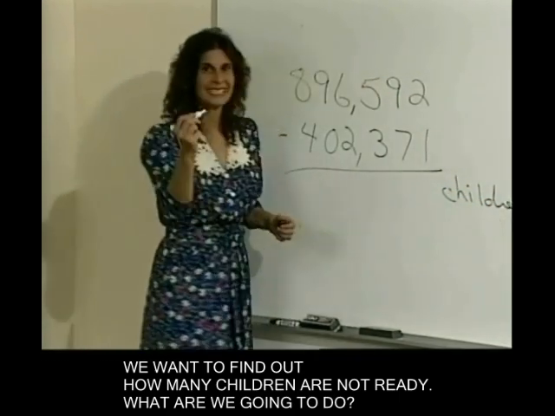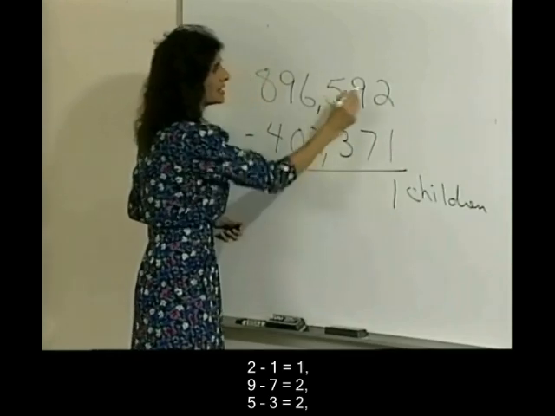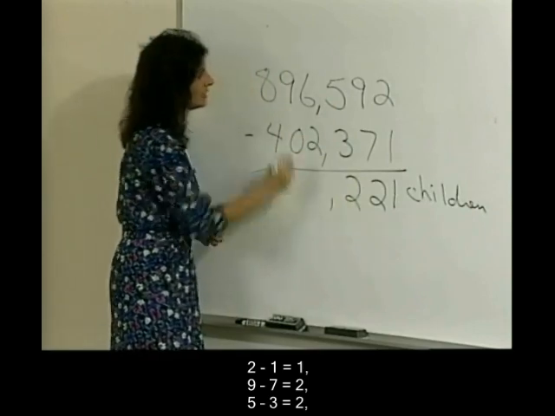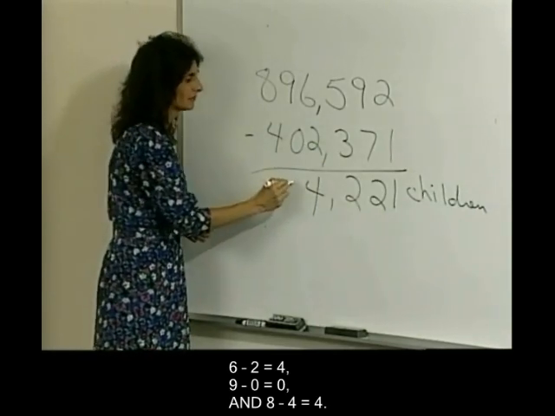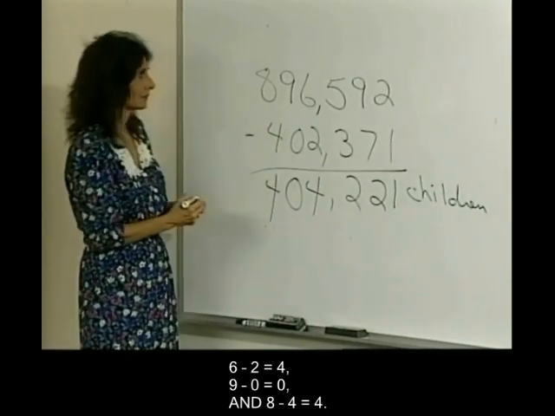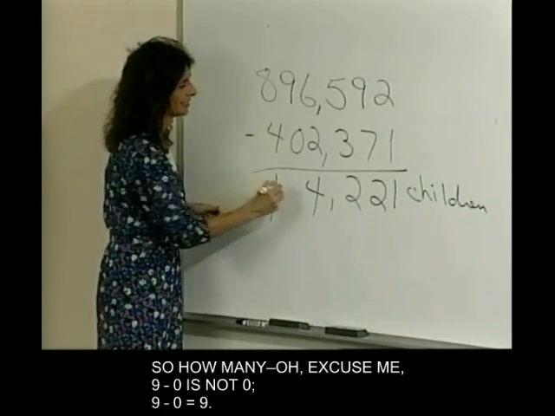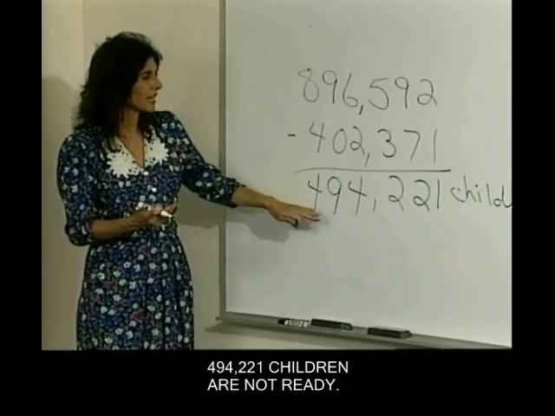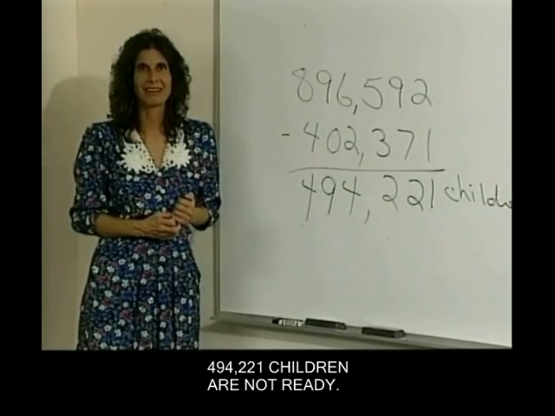What are we going to do? Step by step, column by column. 2 minus 1 is 1. 9 minus 7 is 2. 5 minus 3 is 2. 6 minus 2 is 4. 9 minus 0 is 9. And 8 minus 4 is 4. So how many children are not ready for school? 494,221 children are not ready.